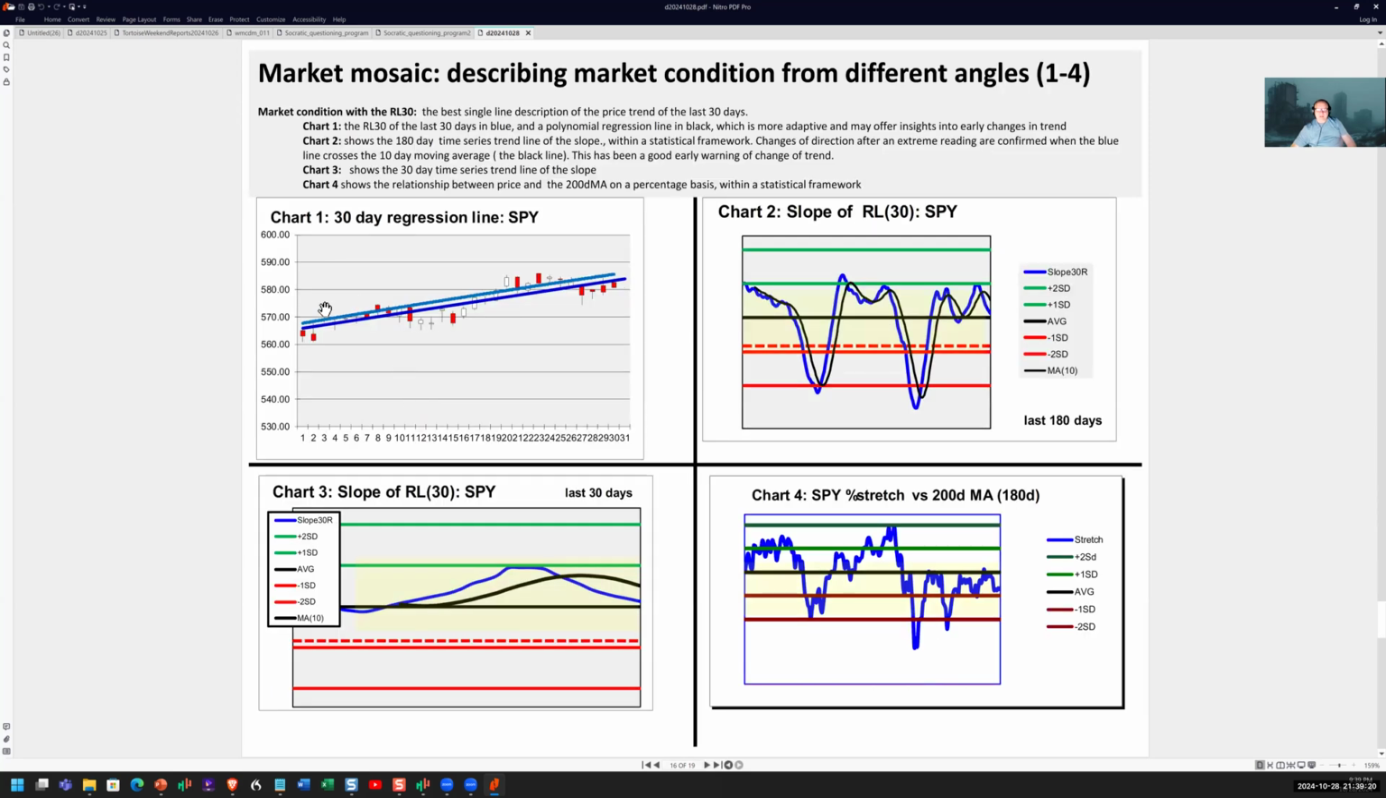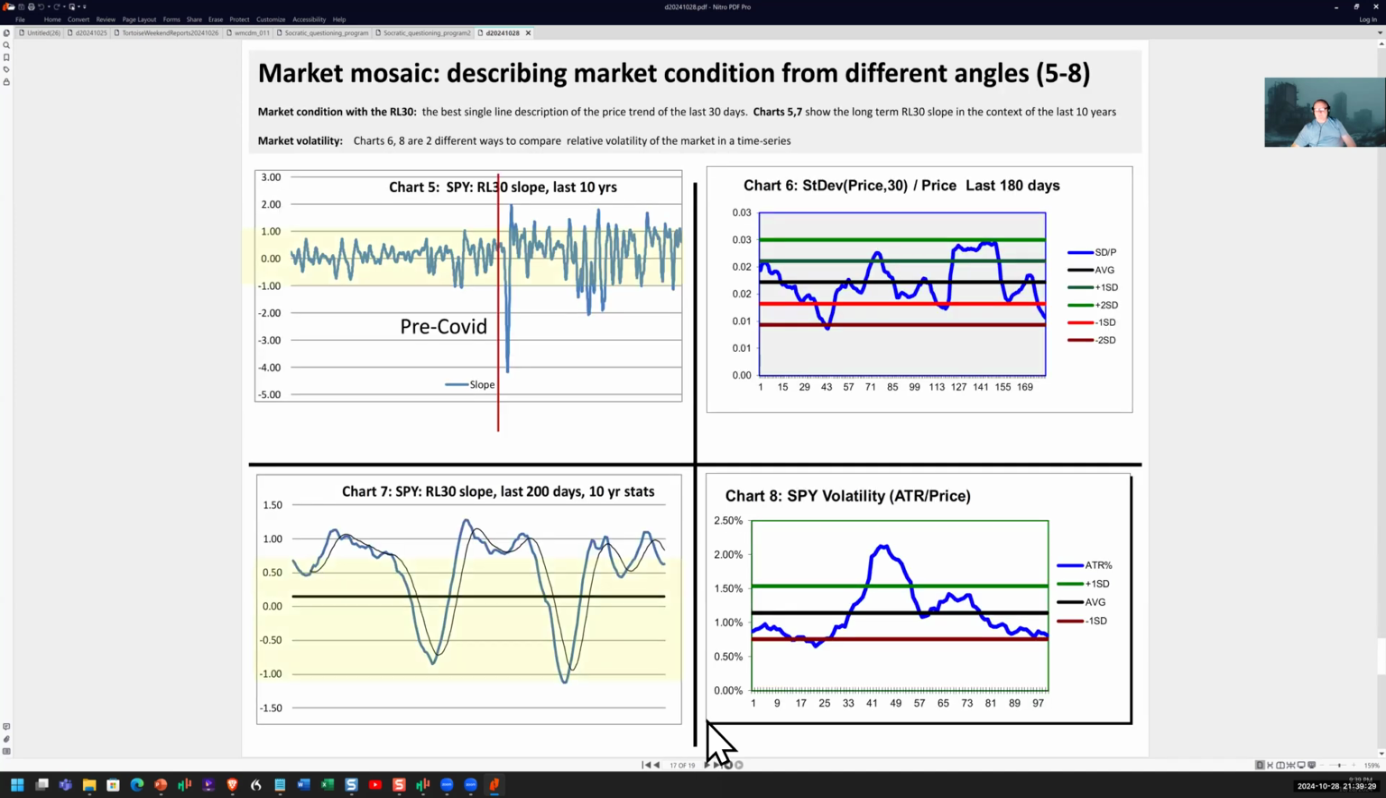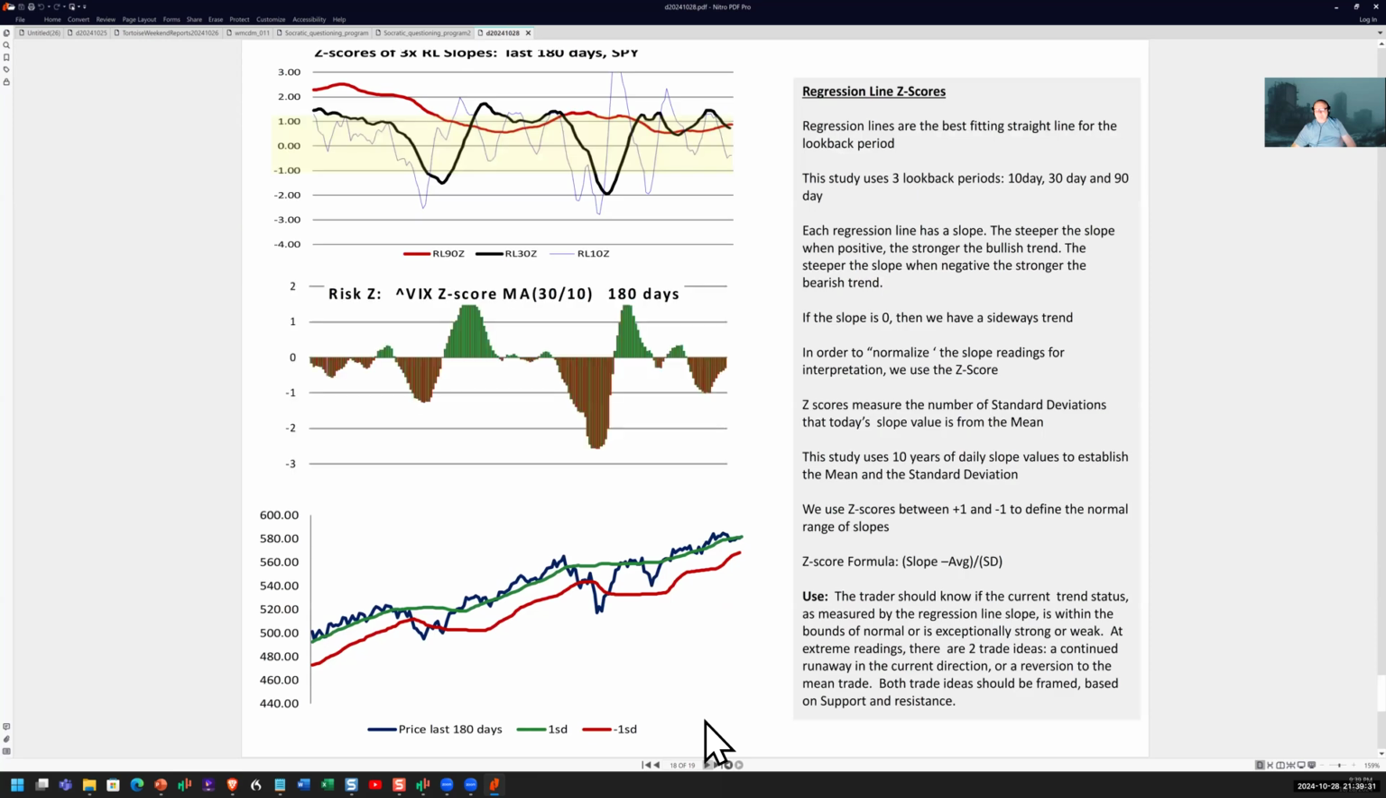Look how tightly and narrow that range of the last 30 days has been. Not much wiggle room. And the regression line slopes are all kind of back within the range of normal and sideways again, waiting for Columbus, waiting for the election. What's it gonna give us?